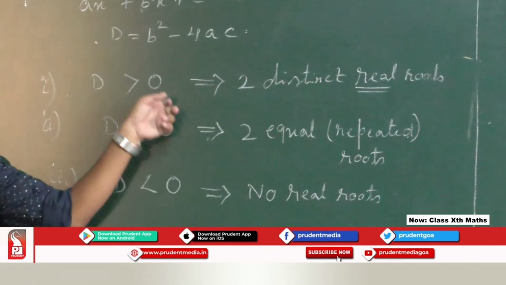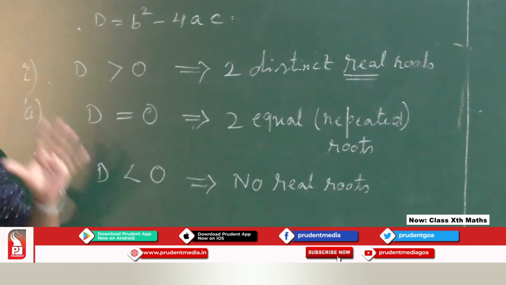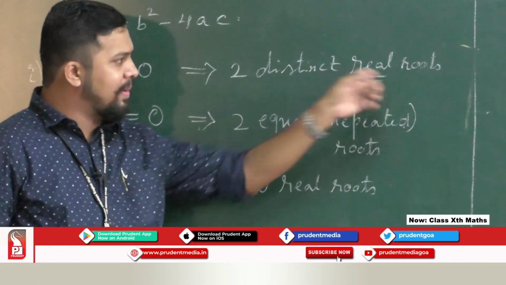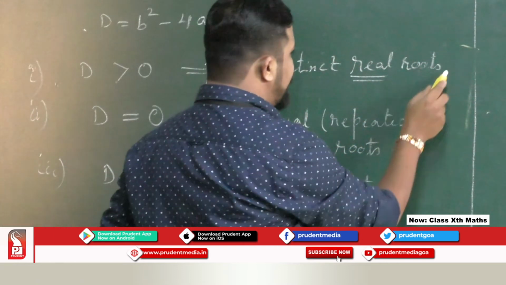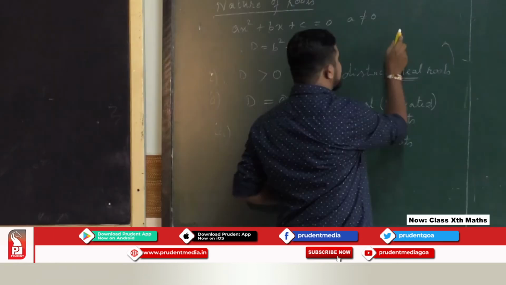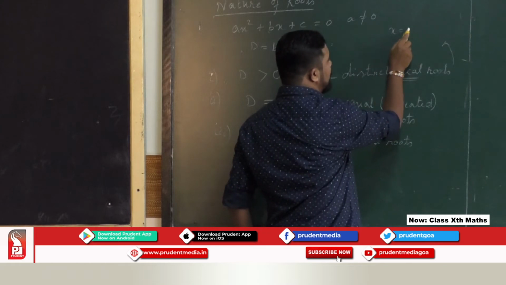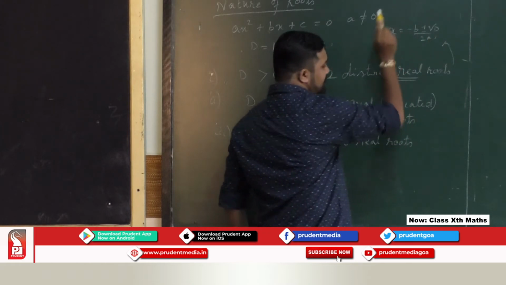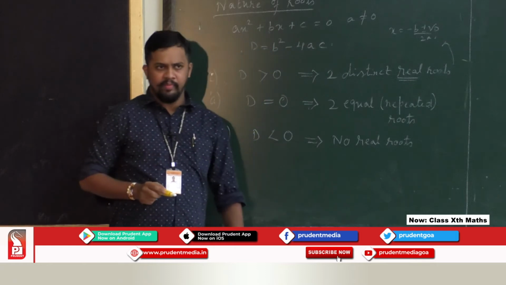D greater than 0, which we have solved in the problems. We got d greater than 0, and we are getting the two distinct roots. You may know what the two distinct roots are. We have learned one formula, x is equal to minus b plus or minus root d upon 2a. These are the two roots.